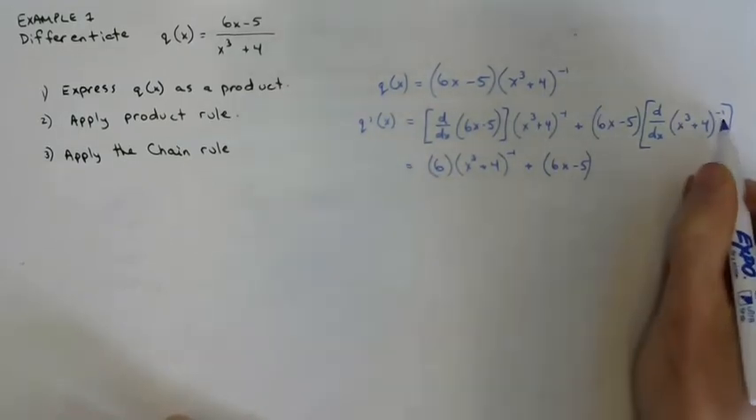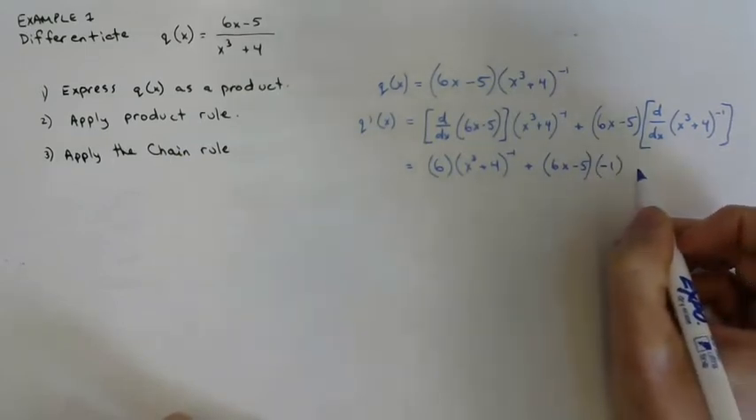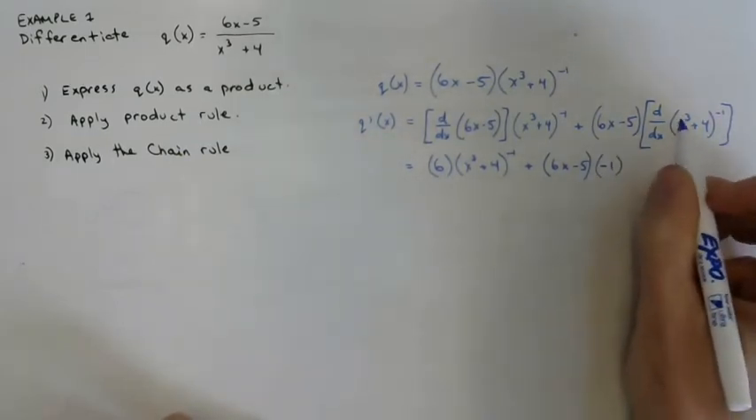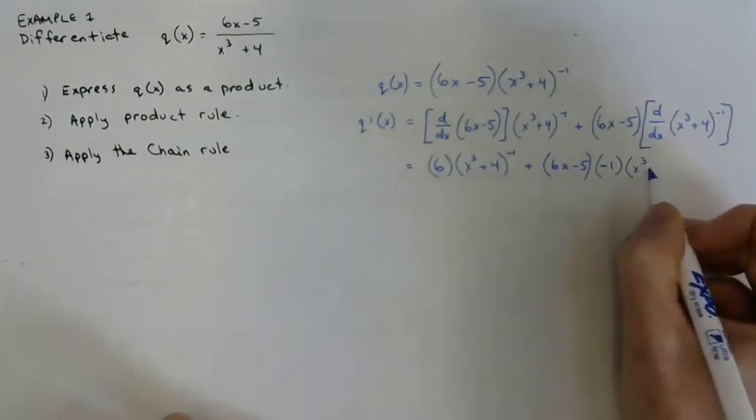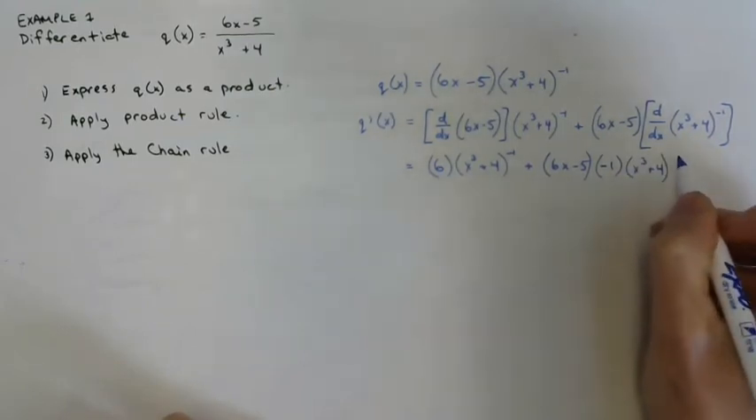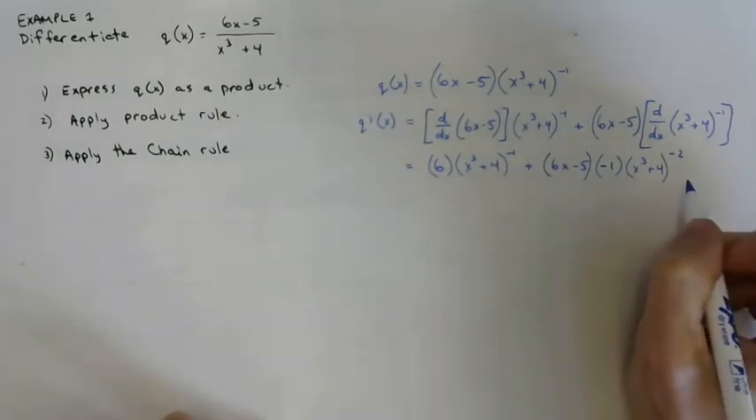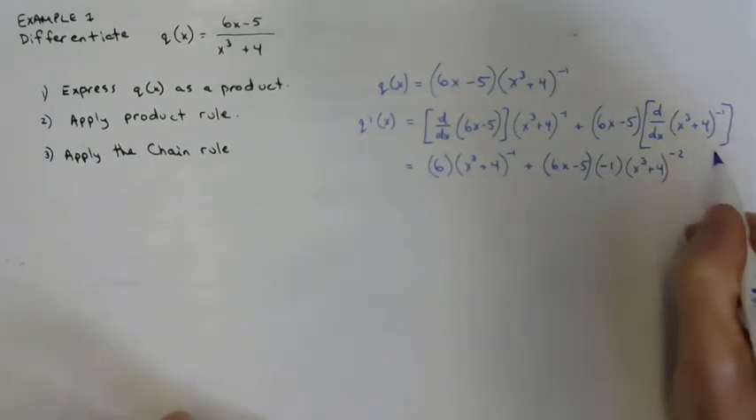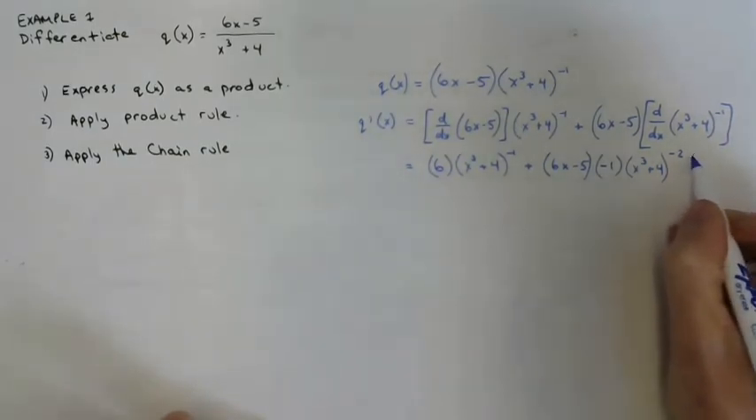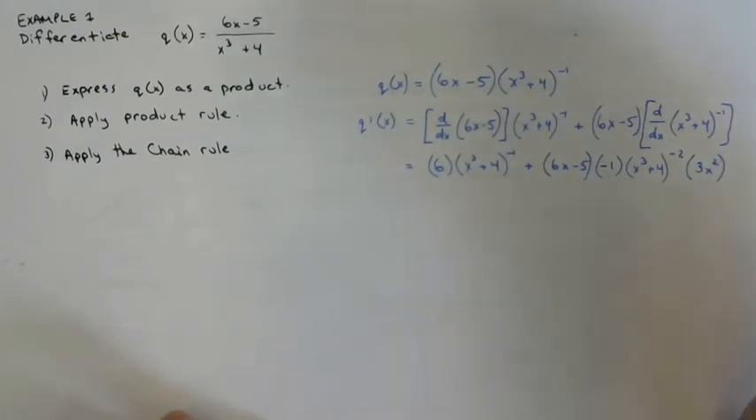So what we're going to do is take that exponent out in front. We have negative 1 as a factor. Then we're just going to copy down our x cubed plus 4, that's the inner function, and our exponent has now become negative 2. Then we're going to multiply by the derivative of the inner function, which is 3x squared. And that is the chain rule.